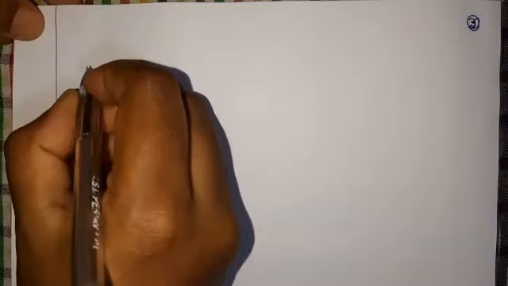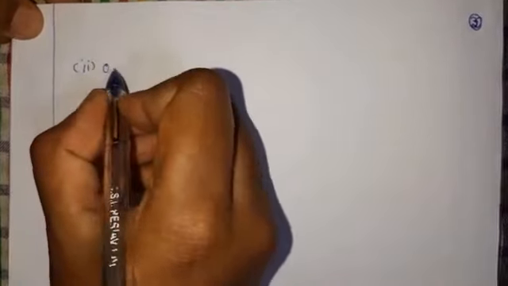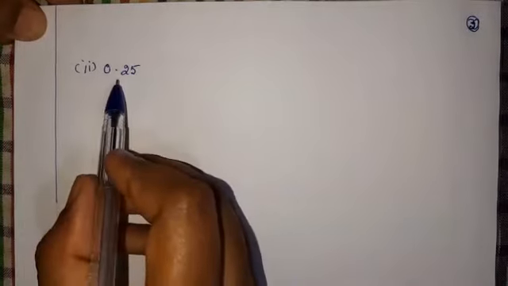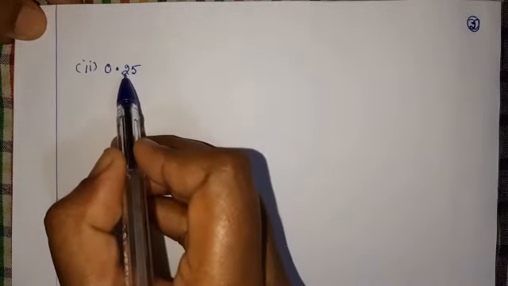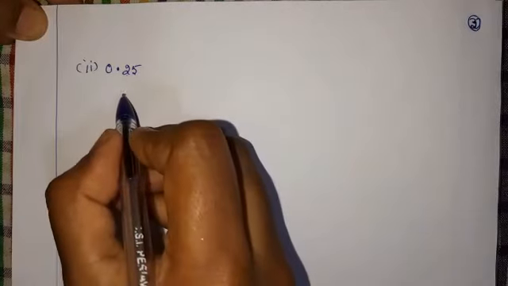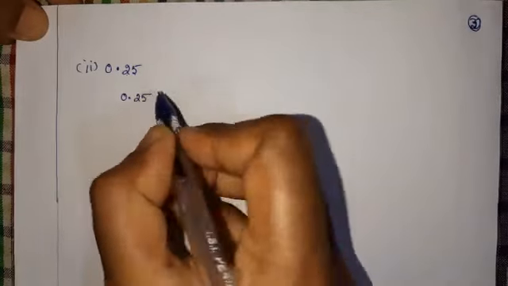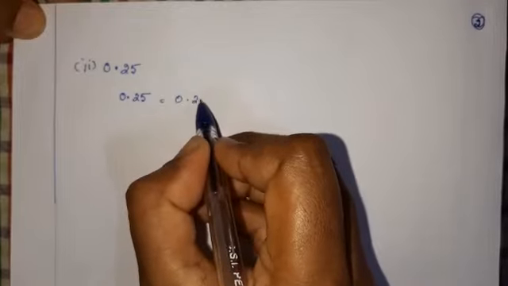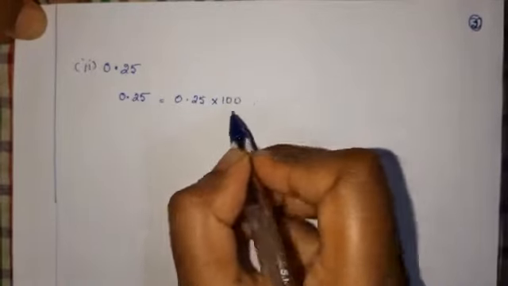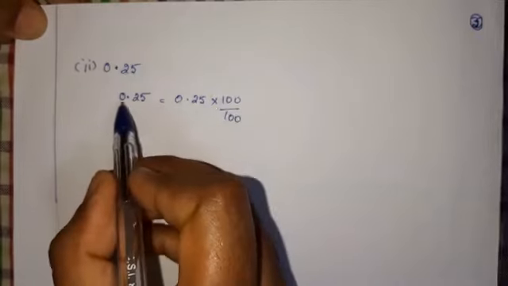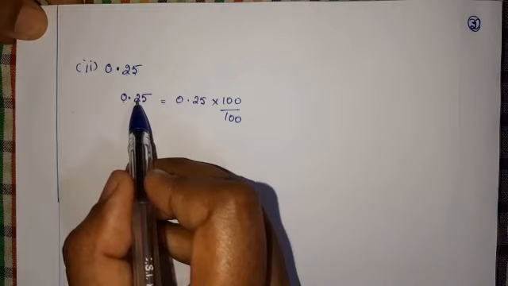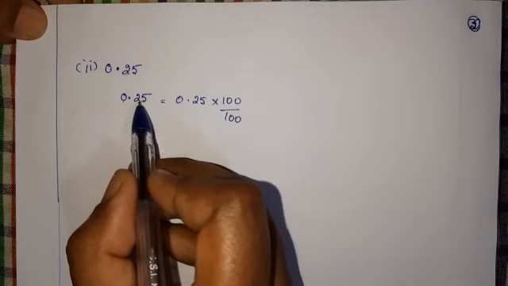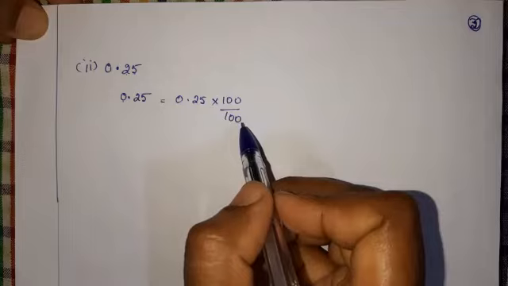Second question, 0.25. See the question. After the decimal place, you have two digits, 2 and 5. Therefore, you have to multiply by 100 and divide by 100.